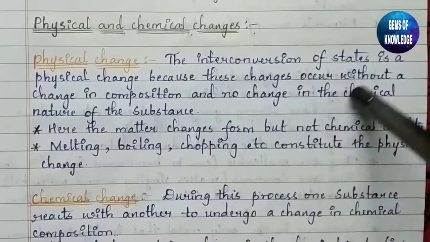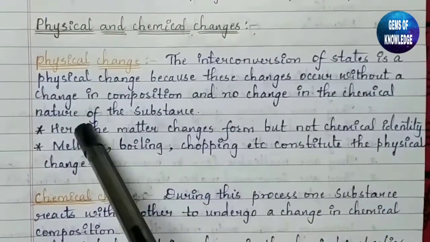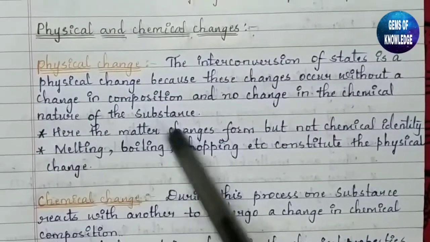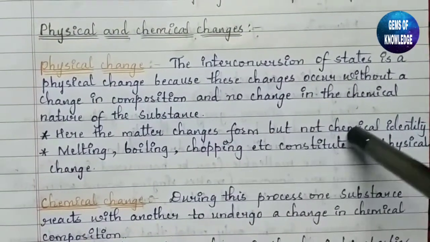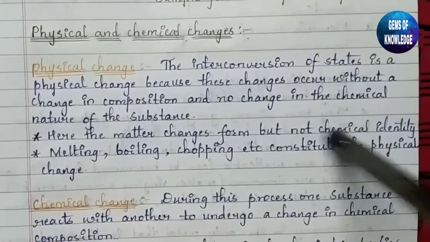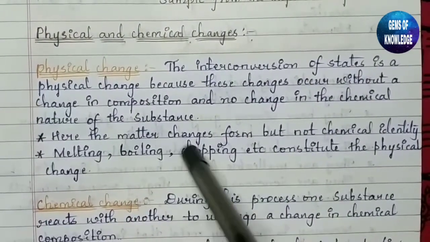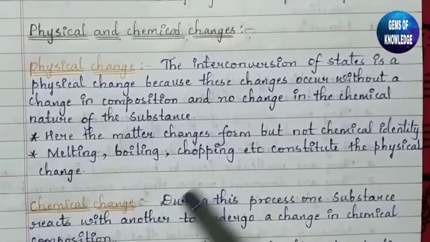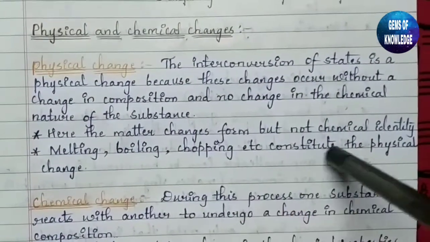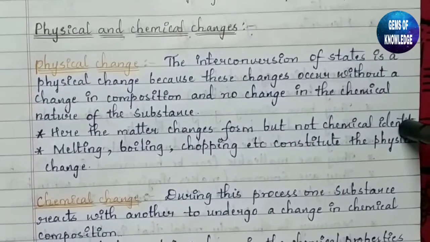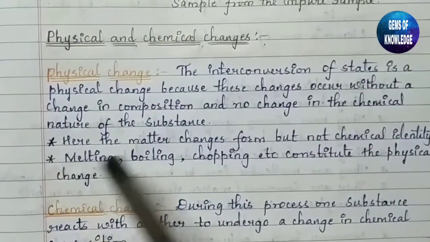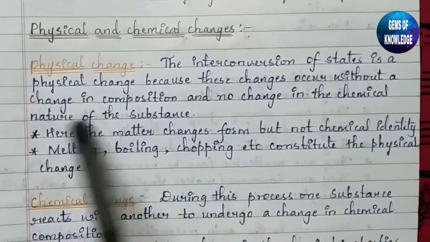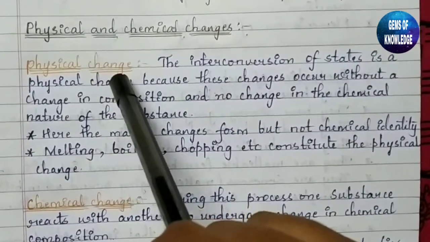The chemical nature of the substance will not be changed. Here the matter changes form but not the chemical identity. Only the matter will change its form, from solid to liquid or from liquid to gas, whatever it is, it will just change its form but not its chemical identity. Melting, boiling, chopping, etc. constitute the physical changes. So all these words are related to physical changes.